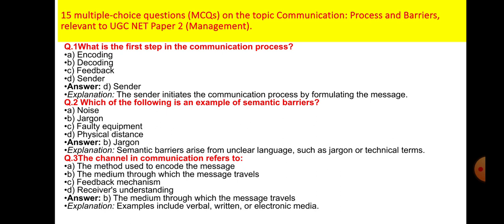Next question is, the channel in communication refers to the method used to encode the message, medium through which the message travels, feedback mechanism, receiver's understanding. So the right answer is medium through which the message travels. For example, verbal, written, or electronic media.